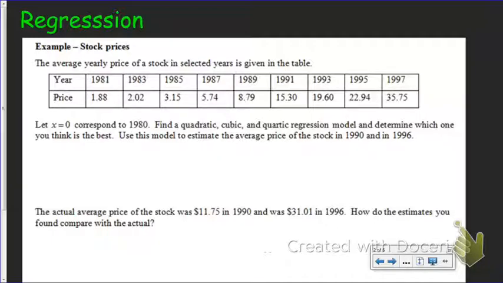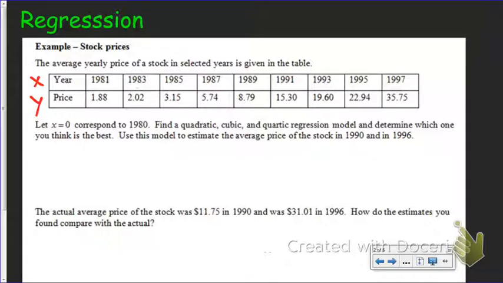The process here is very similar to what we did with linear regression. We type our values into the table. In this case, my x is my year, my y is my price. It tells you that x equals 0 corresponds to 1980, which means that over here 1981 would be an x value of 1. This would be 3, 5, 7, 9, 11, etc., because that's what it corresponds to.